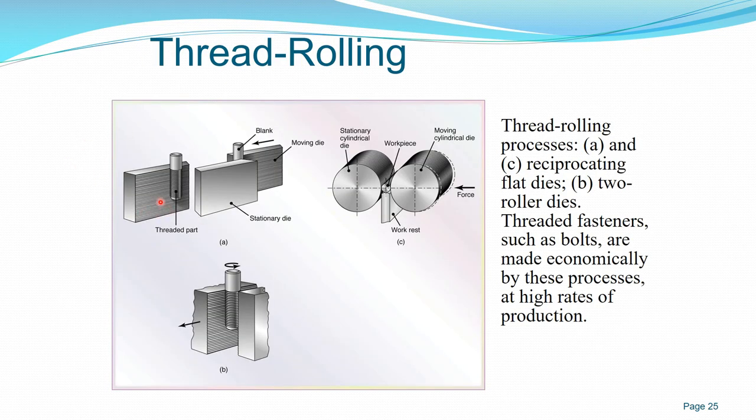This is an example of thread rolling, which has the stationary die, the moving die and the blank of material. Finally, the stationary die goes through the moving die, and the final workpiece will have the shape of the thread. Another process is the reciprocating flat die, which means that both of the dies are moving. Another one is the cylindrical dies, where we have the work rest, a stationary cylindrical die and a moving cylindrical die, with force applied here, and the workpiece in the middle, in between them.